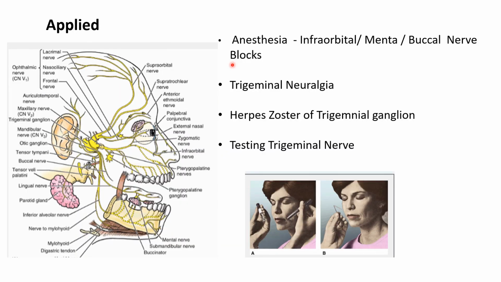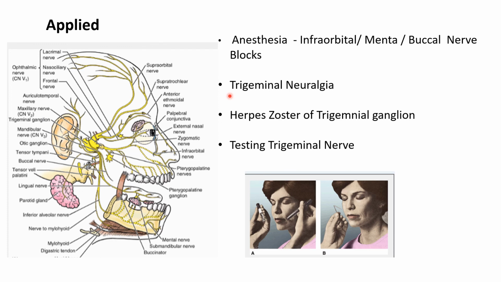Now, because there are clear-cut, well-defined zones, this part belongs to the ophthalmic division, this to the maxillary division, this to the mandibular division, and these nerves supply this part. Local anesthesia is utilized in a big way in various interventions done on the face as well as in the oral cavity. So the nerve blocks which can be used are the infraorbital block, the mental block, and the buccal nerve block, and these are widely used in dentistry.